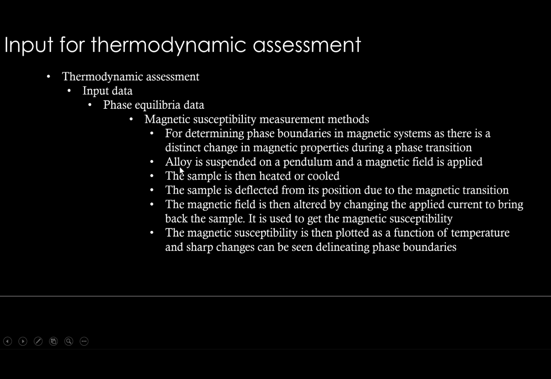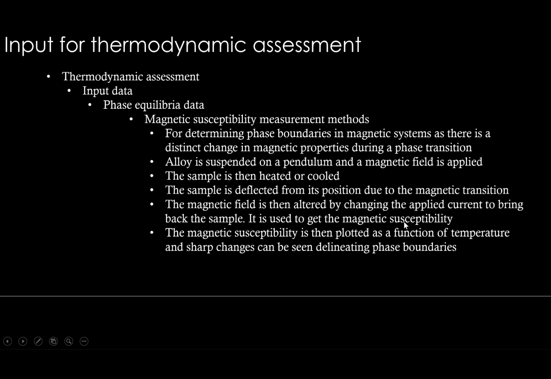And here what is happening is an alloy is suspended in a pendulum and a magnetic field is applied. The sample is then heated or cooled, so temperature changes. The sample is deflected from its position due to the magnetic transition, wherever it happens, at whichever temperature it happens, and then the magnetic field is altered by changing the applied current to bring back the sample to its original position. So how much current is applied is going to be an input to calculate magnetic susceptibility.